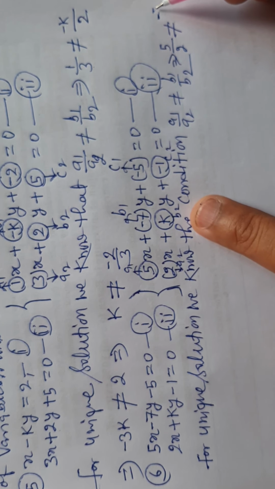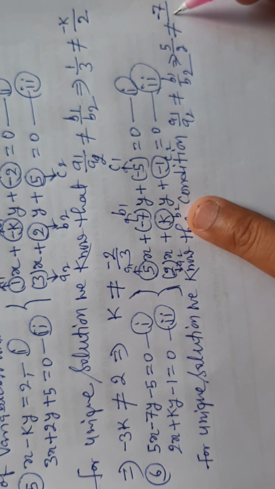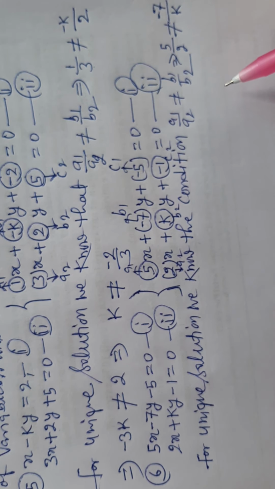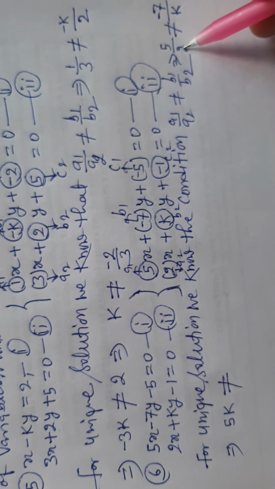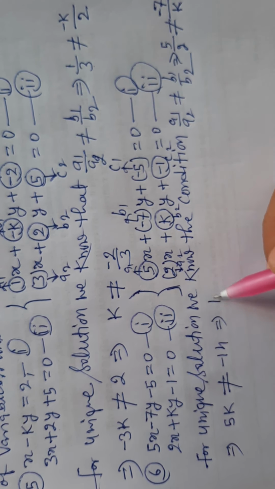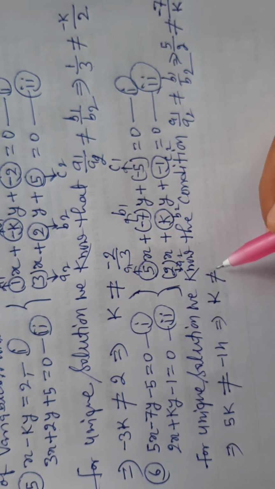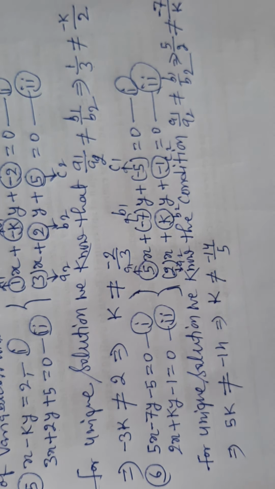a1 b1 minus 7 by b2 k. Now by the cross multiplication, 5 and k, 5k not equal to 2 sevens are 14, minus 14, implies k is not equal to minus 14 by 5. Question number 6. Minus 14 by 5 is the answer.